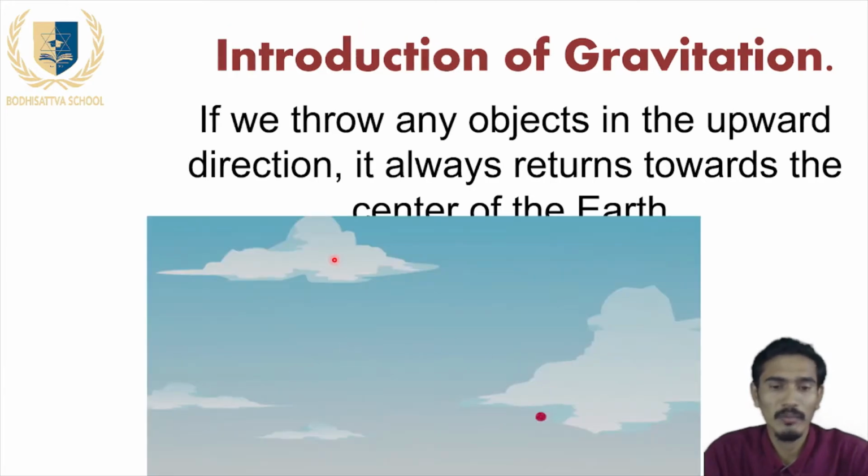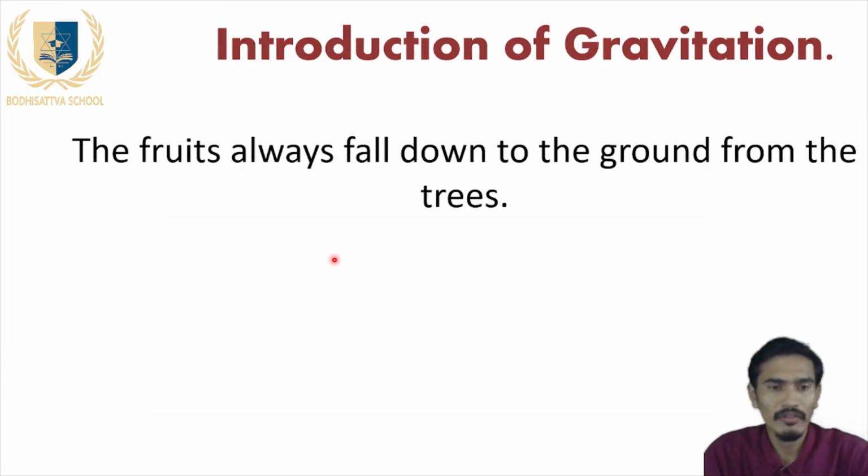The next example is that fruit always falls down to the ground from the trees. They will never go in the upward direction. They will always return back, they will always fall to the ground. For example, the apple, the mangoes, or any other fruits which are on the tree will eventually fall to the ground, or the earth.